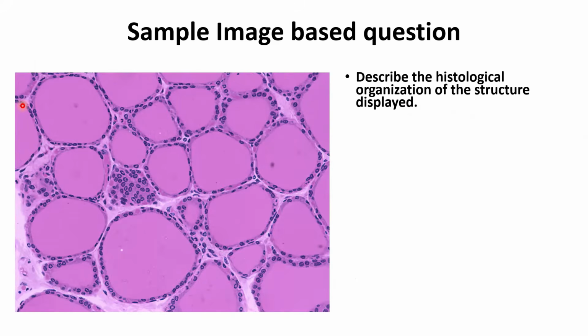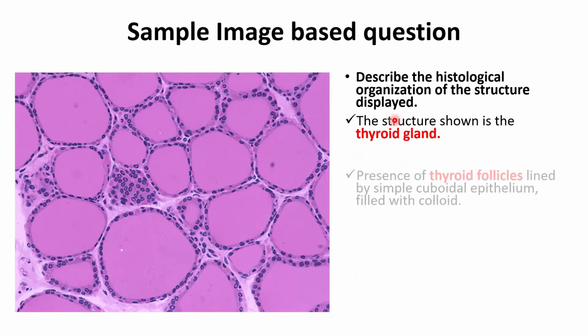So for example, what is this? This is a thyroid gland. Why? Because of its structures. You can see the colloid, you can see the follicular cells surrounding it, you can see the parafollicular cells. So this is characteristic of the thyroid gland. So the structure shown is the histological organization of the thyroid gland.